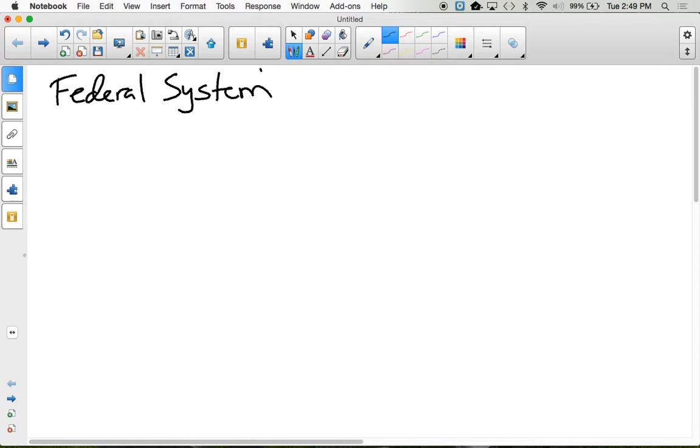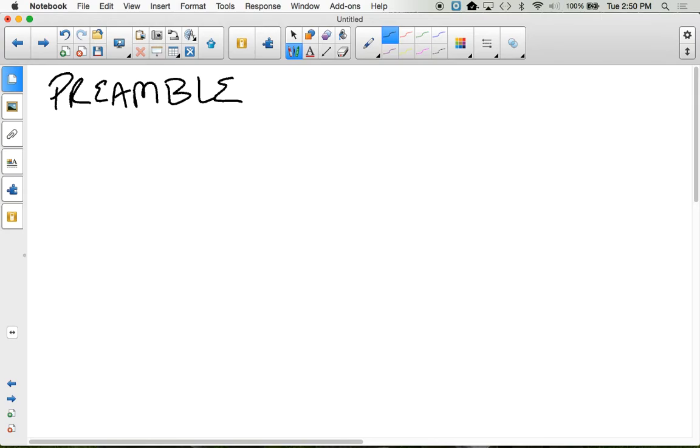So what we have, we start out with the preamble to the Constitution. The preamble is sort of the ideal of the Constitution. It is our mission statement. If you've not read it, I'll read it real quick. We, the people of the United States, in order to form a more perfect union, establish justice, ensure domestic tranquility, provide for the common defense, promote the general welfare, and secure the blessings of liberty to ourselves and our posterity, do ordain and establish this Constitution of the United States.